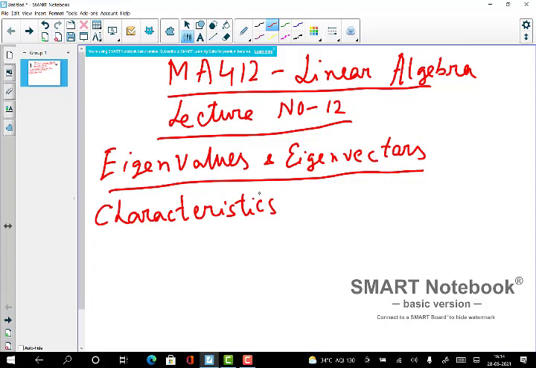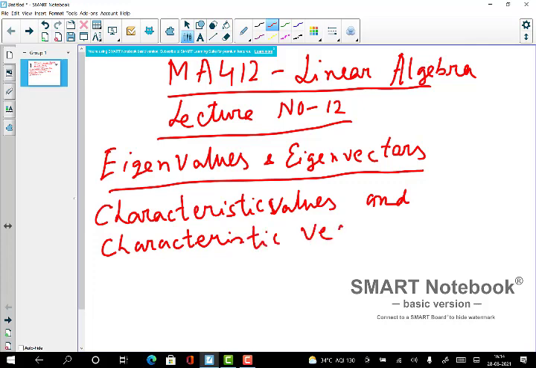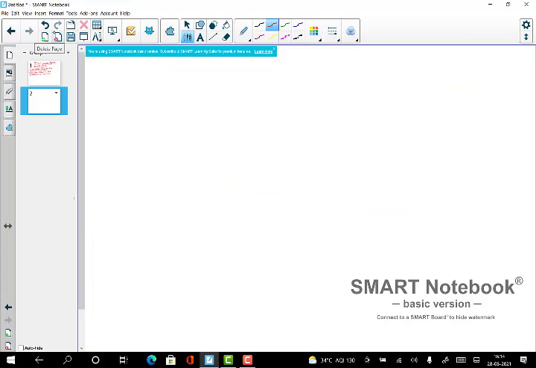Characteristic value and characteristic vectors. So both the terminologies are the same. Let us define it. What do you mean by a characteristic value or an eigenvector? Let me start with a definition.